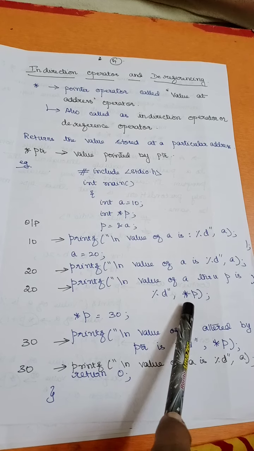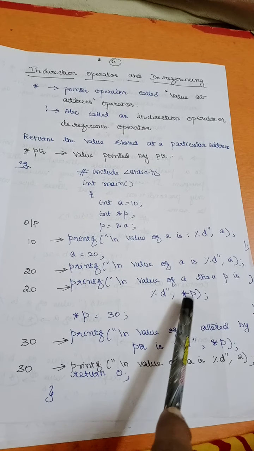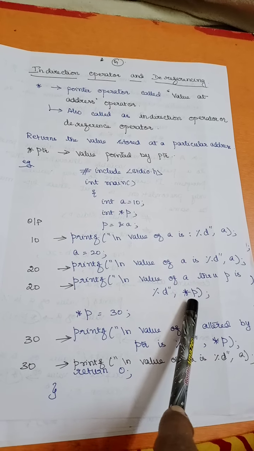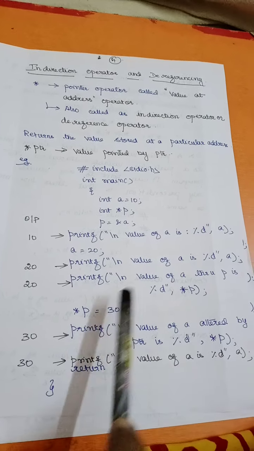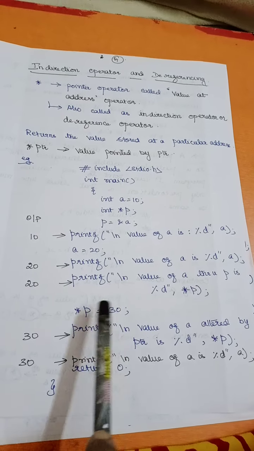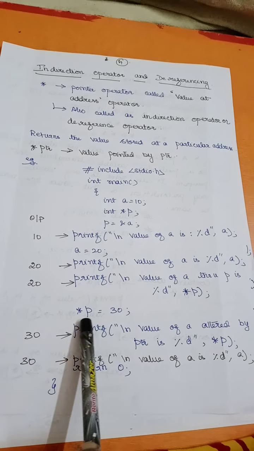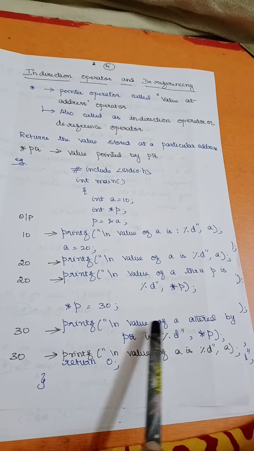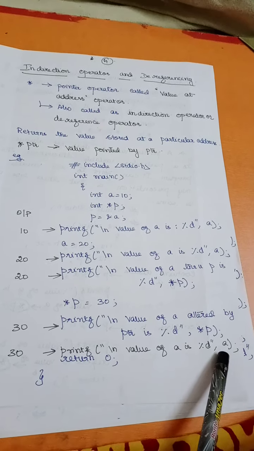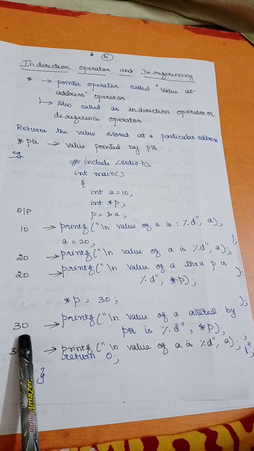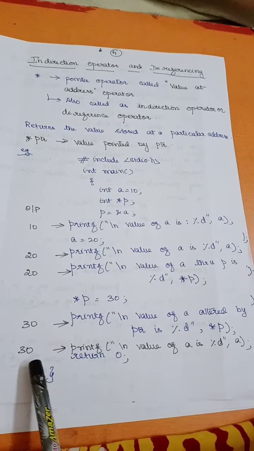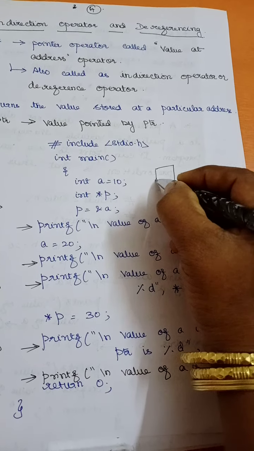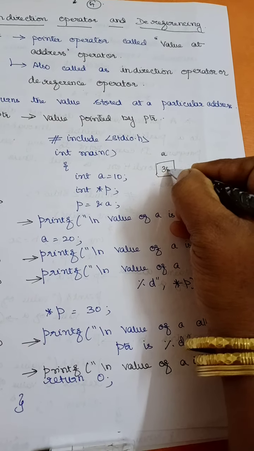So here, star p refers to what? Star p refers to the value present in the particular address pointed to by p, right? So star p equal to 30. Star p refers to a, so this a will be modified with 30. Now if you print the value of a through this pointer and through a, then star p refers to the value 30, and similarly a is also going to have the value 30.